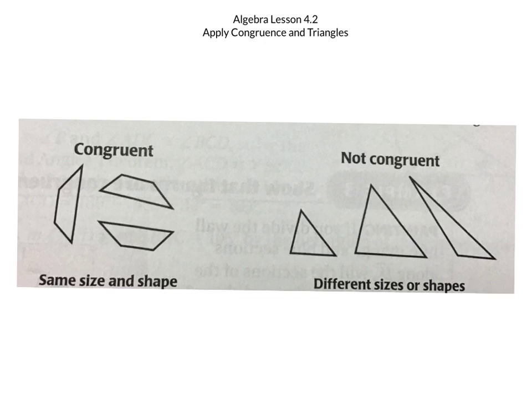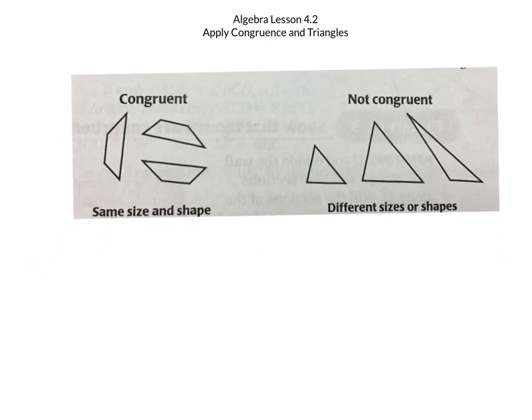Right, for this lesson, we are going to apply congruence with triangles. So, you have some examples here of geometric figures that are congruent. On the left-hand side, you see 3 different figures. They're all the same size and shape, but they are twisted around on their axis. But that still means that they are congruent.